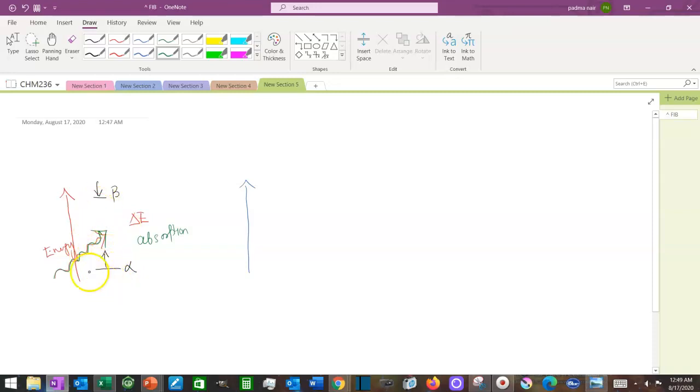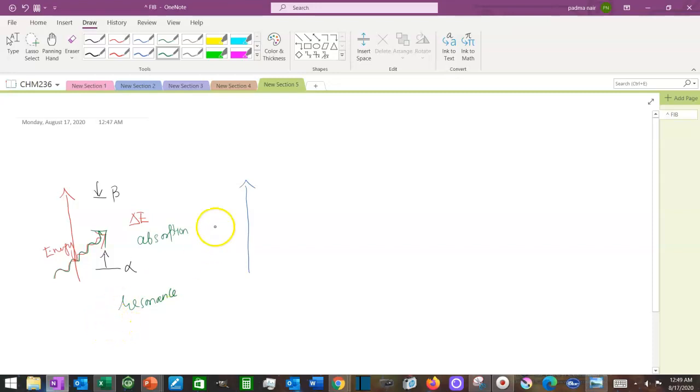Okay, so this proton absorbs energy and flips to the beta spin state, and this is what is said to be a resonance. So the nucleus is said to be in resonance with the external magnetic field. So that is why the term nuclear magnetic resonance has come by.